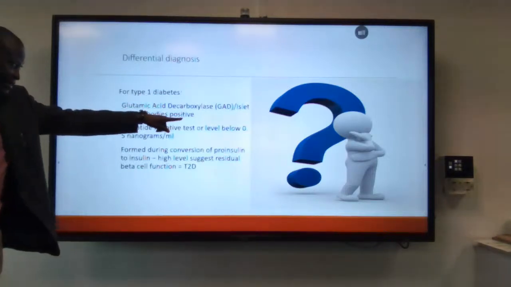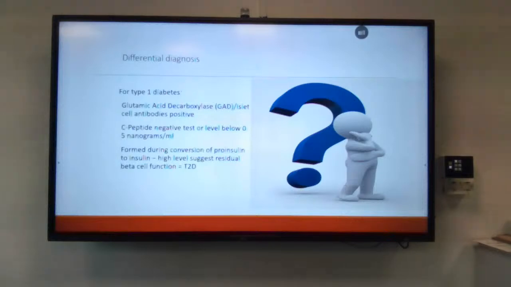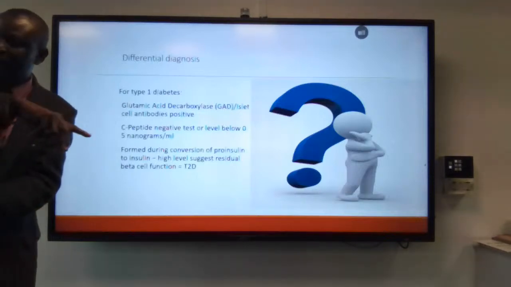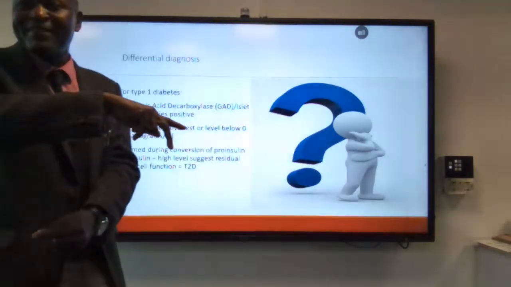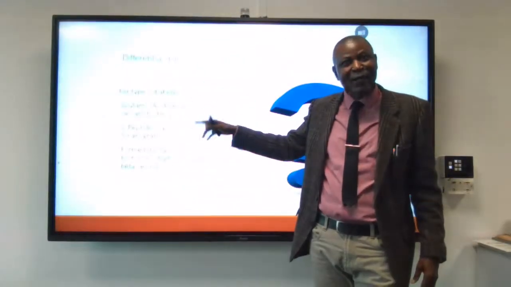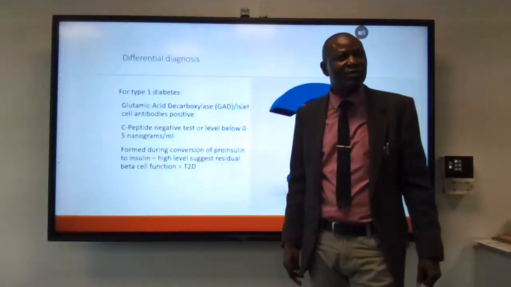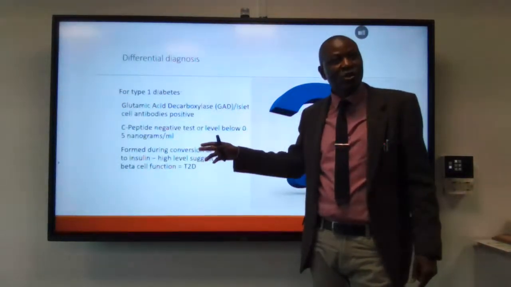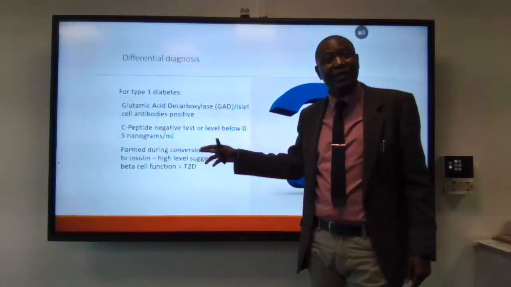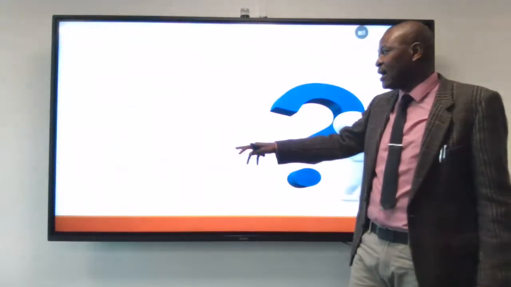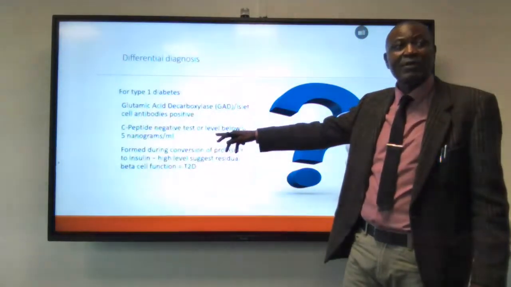If you do the GAD test, the GAD antibodies will be positive, because we have said this is an antibody produced to fight, because it recognizes the beta cells, an antibody reaction. So this will be present. But for type 2, obviously, there won't be GAD antibody, because it's not an autoimmune disorder. Also, if you do the C-peptide here, it's going to be low. Then you will know it's type 1 diabetes. The normal C-peptide is 5 to 20.